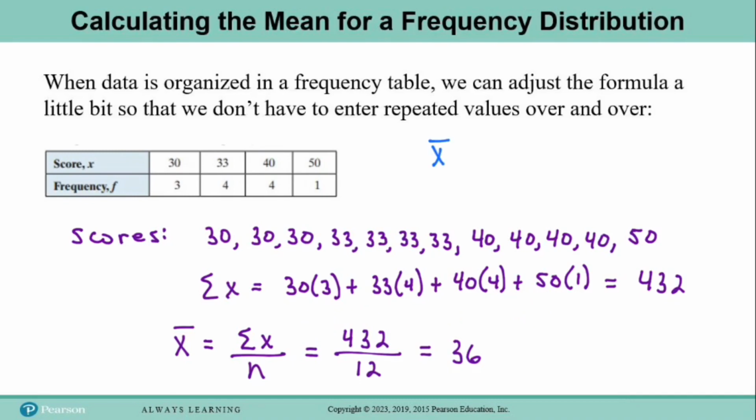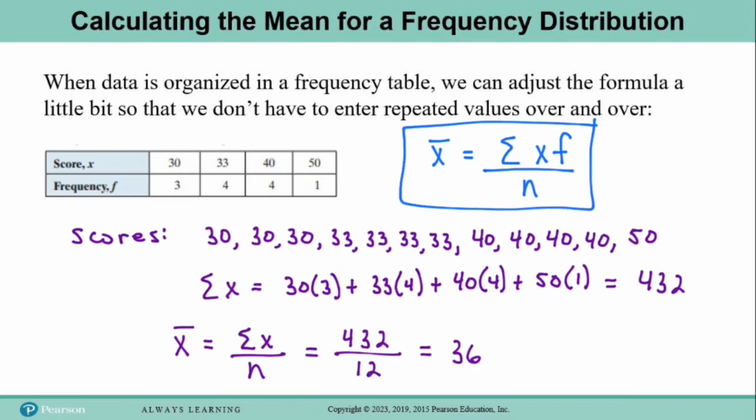So we could say that the mean now is going to be the sum of every x value times its frequency. So we're finding the sum of every x times f, and then when we find that sum, we divide that still by n. So this can be our new formula that we use whenever we have data already grouped into a frequency distribution for us. Let's take a look at it in detail on the next slide.